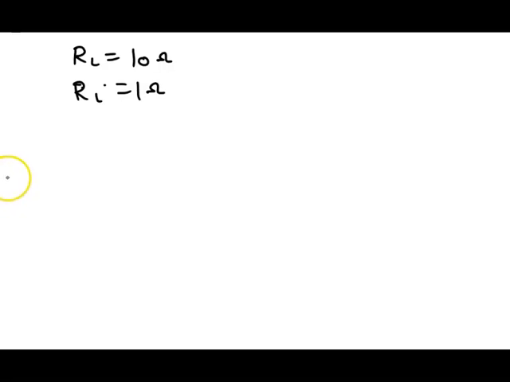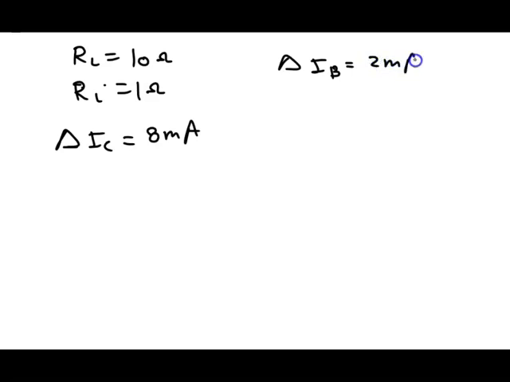Change in the collector current, how much? Delta IC, the change in the collector current, is 8 milliampere. And the change in the base current, delta IB, how much? 2 milliampere. You need to calculate the voltage gain in the common emitter amplifier. So the voltage gain, how much?